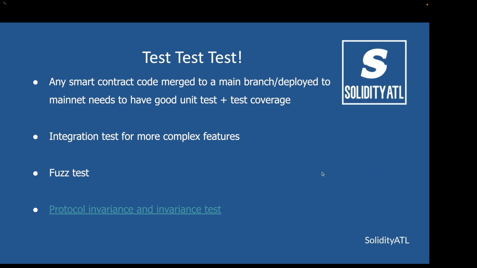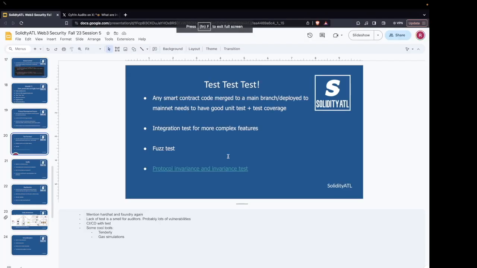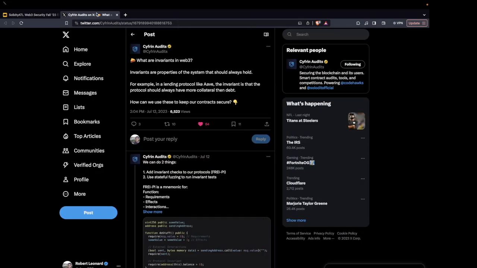So to explain invariant testing, first I want to go through what is a protocol invariant. And to do that, I'm going to borrow this tweet from Seraphin Audits. Great follow, by the way. They post a ton of great security knowledge. They do audits. They also run a bug bounty platform called CodeHawks. And they work with SolidityATL as well, which is a great tool.